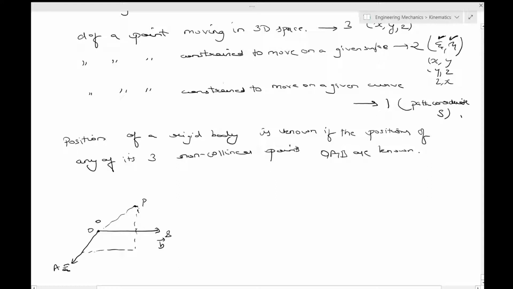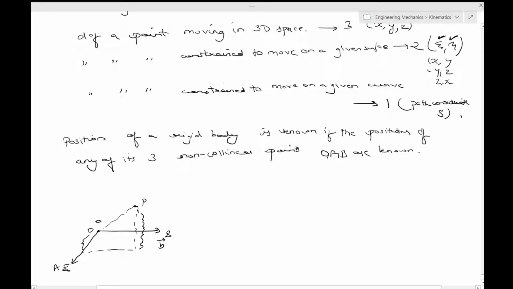For example, this distance can be A by 2, this distance can be B by 2, or B by 3, whatever, and hence you would know any point of the rigid body. And since all the points are known, then you know the position of the rigid body.